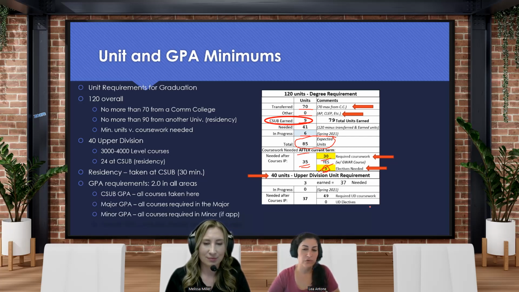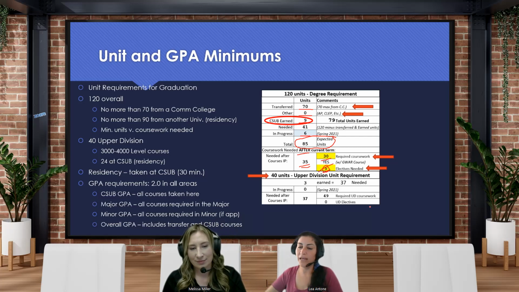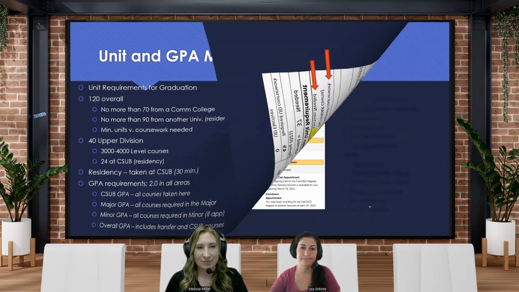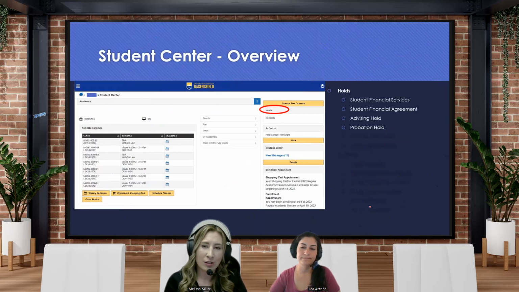Same with your minor. If you don't have a minor, don't worry about the minor. And then your overall GPA includes everything you have transferred over and everything you have taken here, regardless of whether it's counting towards a specific requirement or not.